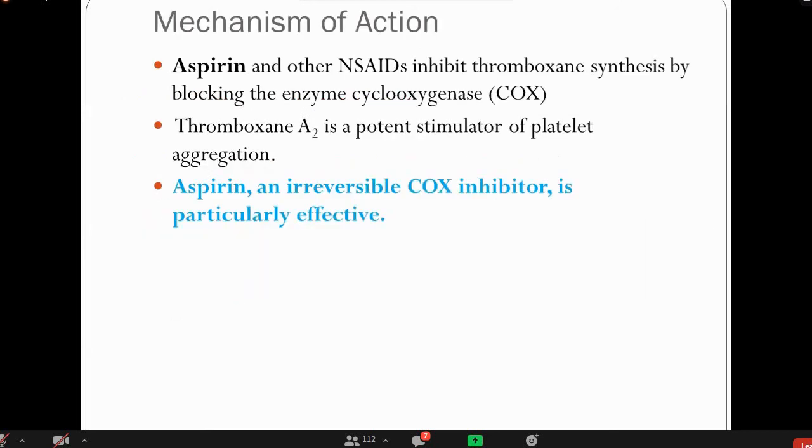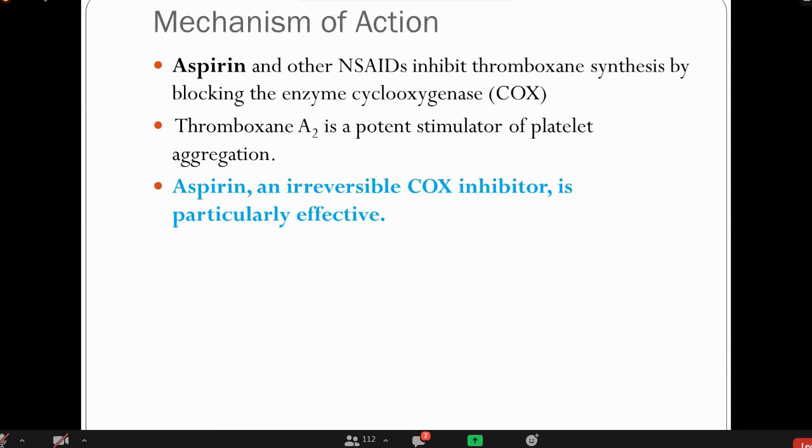Mechanism of action: aspirin and other NSAIDs inhibit thromboxane synthesis by blocking the cyclooxygenase enzyme. Aspirin inhibits the cyclooxygenase enzyme non-selectively. That means it will inhibit COX-1 as well as COX-2. And this inhibition is irreversible. This is one of the exceptional points if we compare aspirin with other NSAIDs, right?